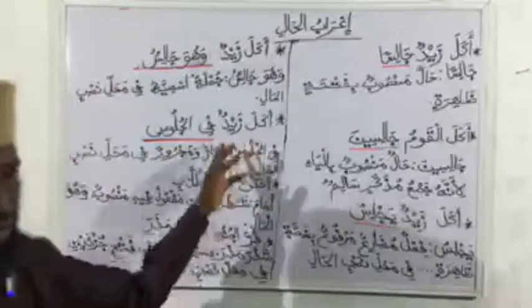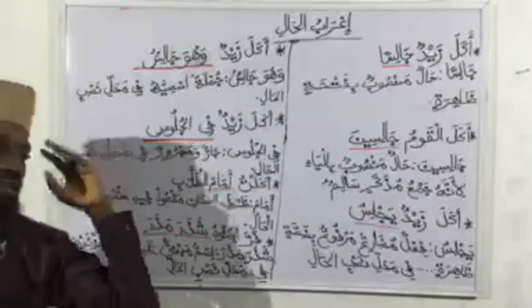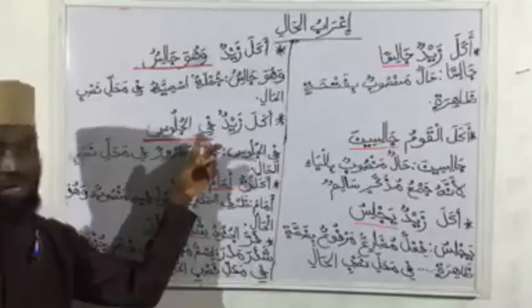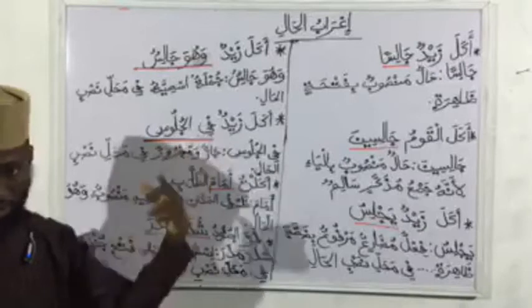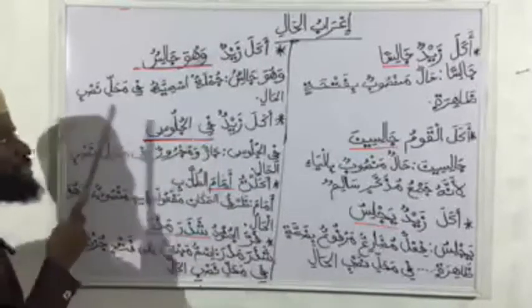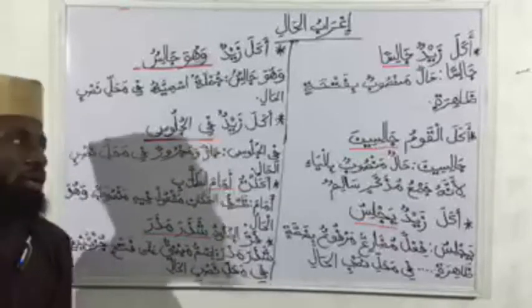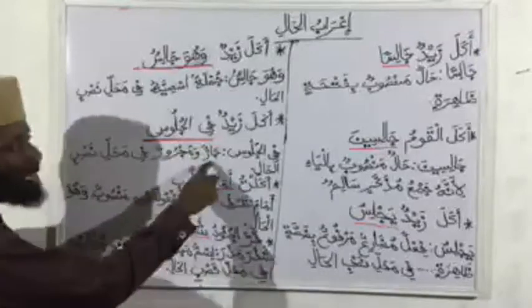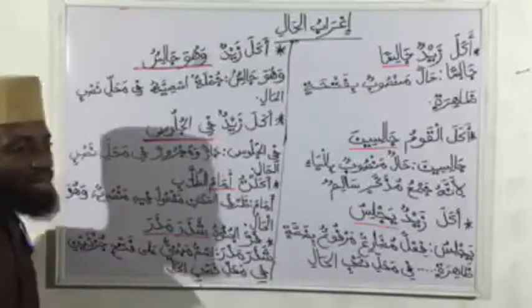So akala is fi'l wa fa'il. So fi is what? Harfu jarrin mabniyun ala sukun, because it's ending with this sukun. So fi is mabniyun ala sukun. Julus is ismun majrurun bi kasratin zahira. So these two together are what? This is a jar wa majrur. Jar is, you can say jarun. What can give another thing?